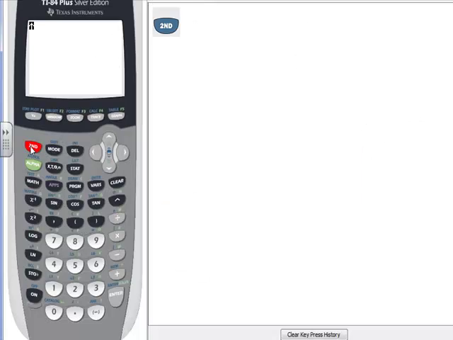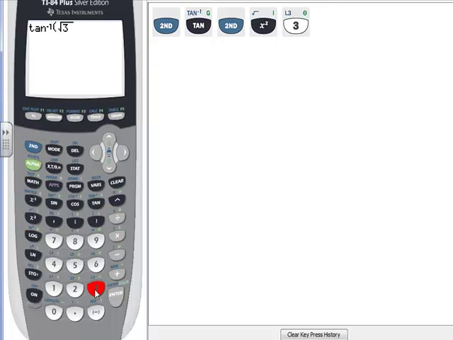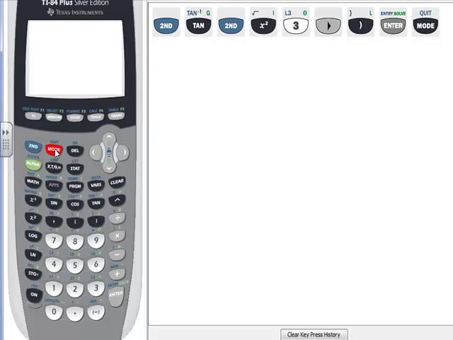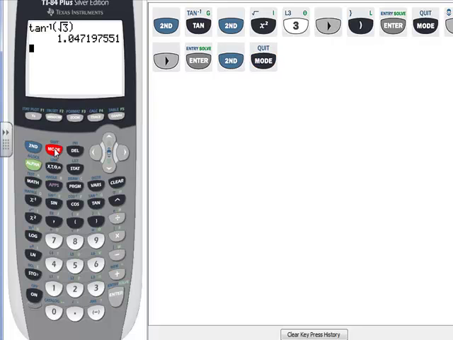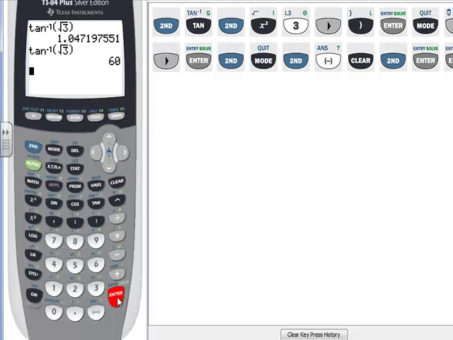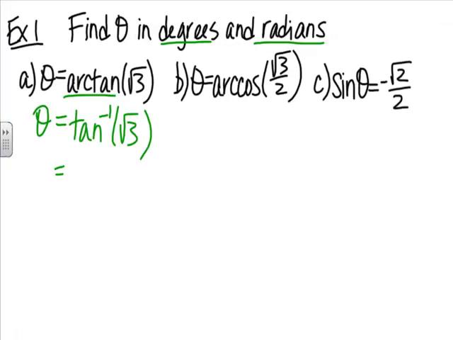So I'm just going to go ahead and hit second tan, and I'm going to type in radical 3, and I'm going to close my parenthesis, because that's a good habit, and hit enter. Okay, now, something yucky has come out, which is making me realize, I think I would rather be in degrees here, so I'm going to change myself into degrees and do this again. Whoops, I didn't mean to do that. Second, enter. I want the same thing to come up again, and I'm going to hit enter, and it's 60 degrees. How convenient. My calc figured that out for me.